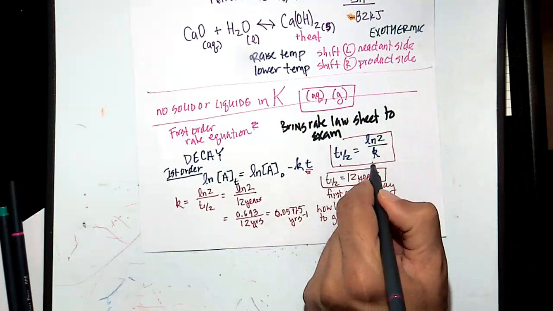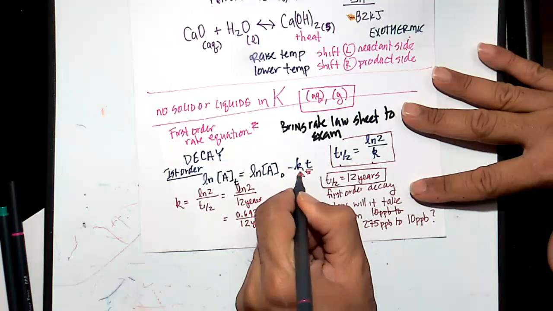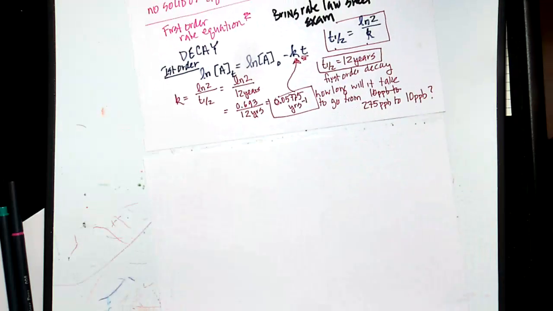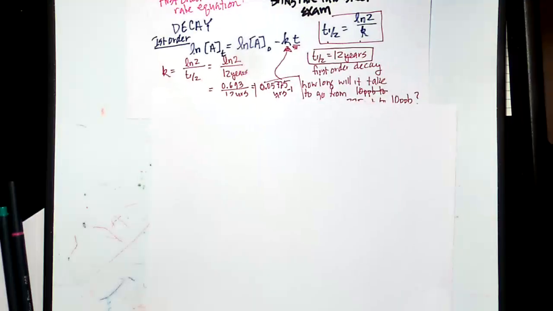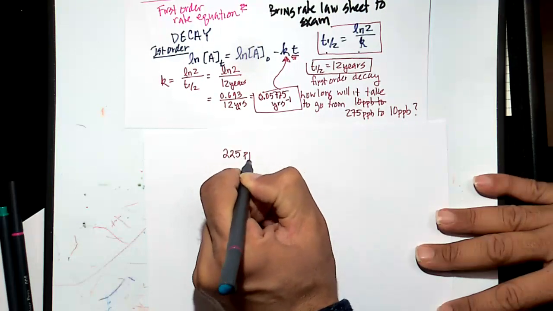So we got our half-life, we solve for k, and then we can put k into our equation. So it's a decay, from 275 to 10 parts per billion, and it's first order.